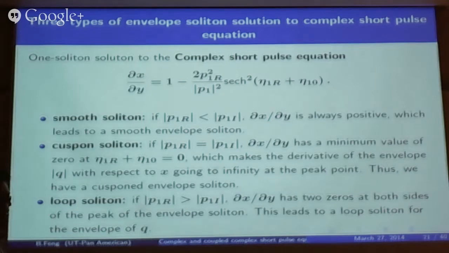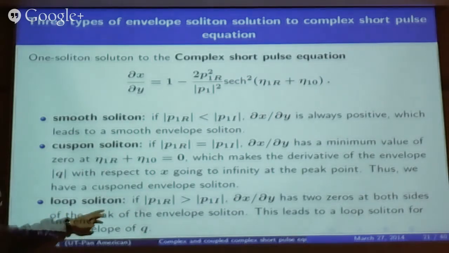Okay, the cusp point. In our department, especially Dr. Chow also studied the cusp point for a long time. I think you may have heard that word before. And also, we could have a multi-valued solution, which is not real for this model, the loop soliton, if the absolute value of the real part of P1 is larger than the absolute value of the imaginary part.